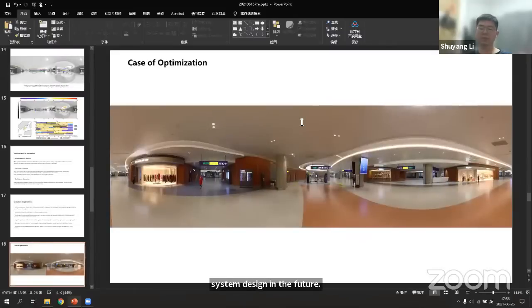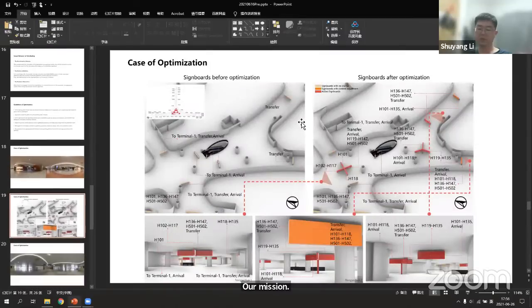Okay, let me give some examples. This panorama was taken at this wayfinding decision point before the optimization. We can see there is little available wayfinding information in our vision. So at this decision point, 2 redundant signboards were removed, and another 2 signboards were added to ensure the continuity of observation.